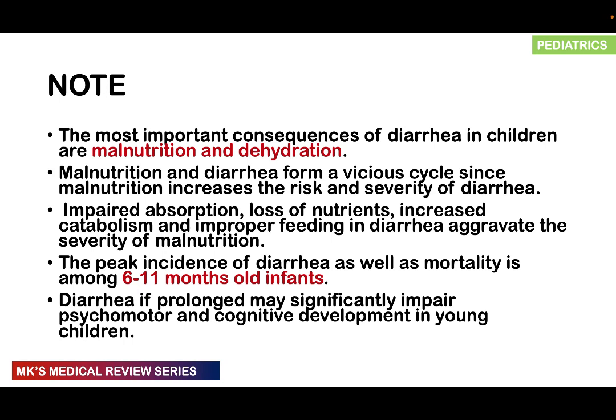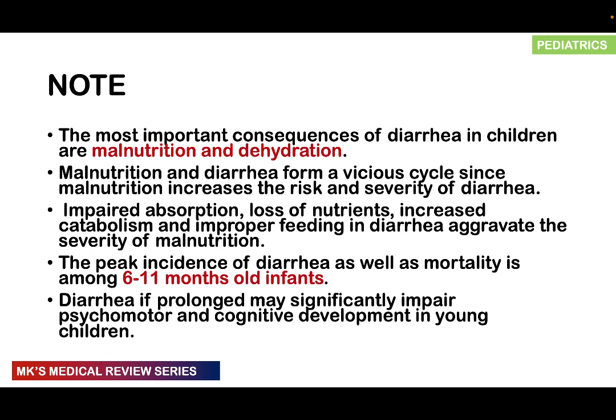And remember that once they have this malnutrition, they are not going to be absorbing the essential nutrients. And even when they're having the diarrhea, they're not absorbing the food materials. There's loss of nutrients. There's going to be an increase in catabolism and even improper feeding that occurs in diarrhea, therefore aggravating malnutrition. Malnutrition causes some sort of immunosuppression, which can predispose them to infections, which can cause diarrhea. So this creates this vicious cycle in these children.